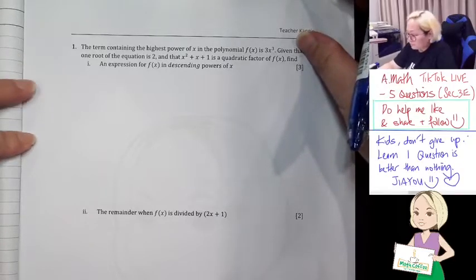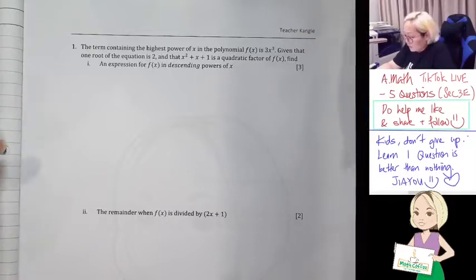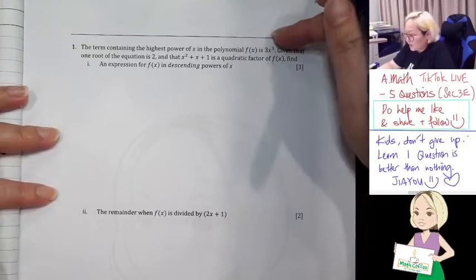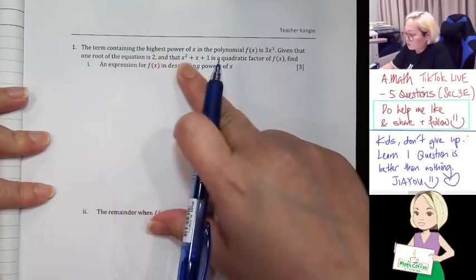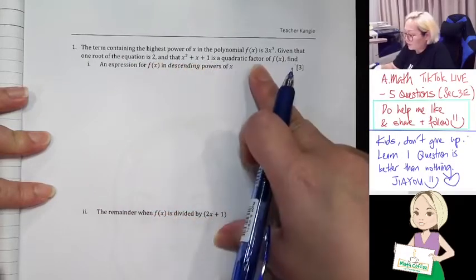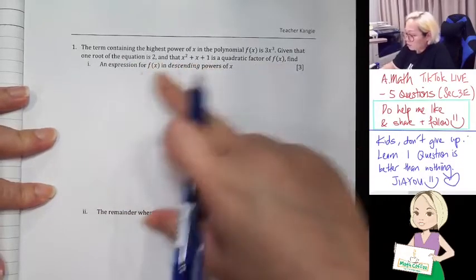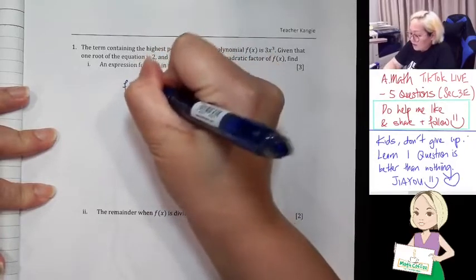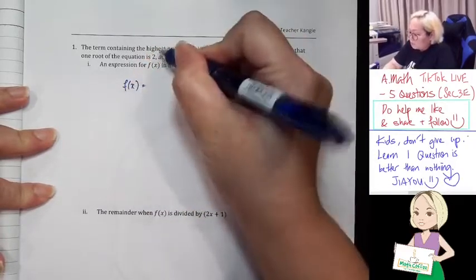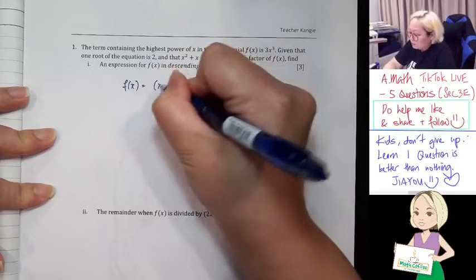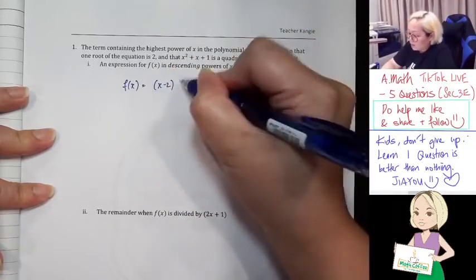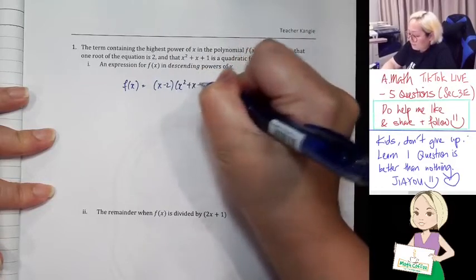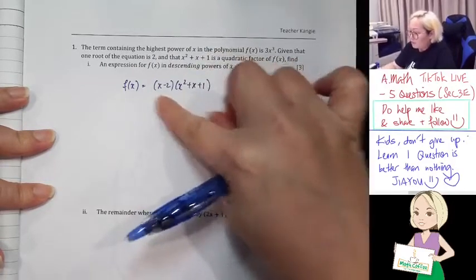Yeah. Okay, come. Polynomial. So they say that the highest power of x in the polynomial f(x) is 3x cubed, given that one of the roots of the equation is 2 and that x squared plus x plus 1 is a quadratic factor of f(x). So with this, since one root is 2, one of the brackets will be x minus 2, and then x squared plus x plus 1. So your f(x) polynomial should be this.